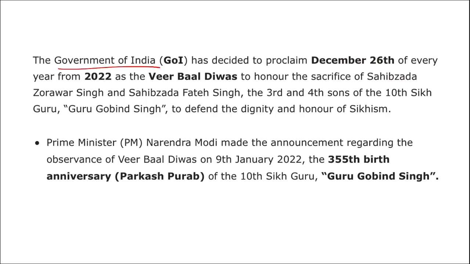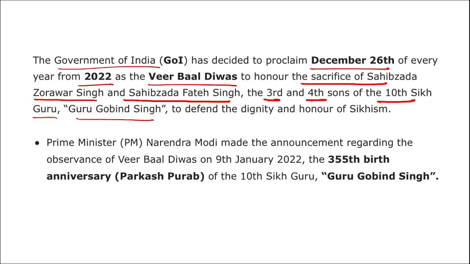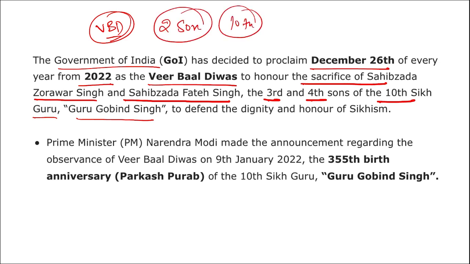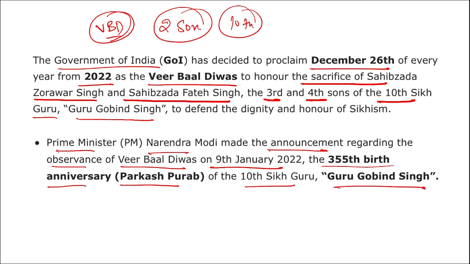Government of India has decided to proclaim 26th December every year from 2022 onwards as your Veer Bal Divas to honor the sacrifice of Sahibzada Zorawar Singh and Sahibzada Fateh Singh, the third and the fourth son of the 10th Sikh Guru, Guru Gobind Singh. So, if asked, this Veer Bal Divas is observed in the memory of the two sons of the 10th Sikh Guru, that is Guru Gobind Singh. Prime Minister Narendra Modi made the announcement regarding the observance of Veer Bal Divas on 9th of January, that is the 355th birth anniversary of Prakash Purab of the 10th Sikh Guru, Guru Gobind Singh.